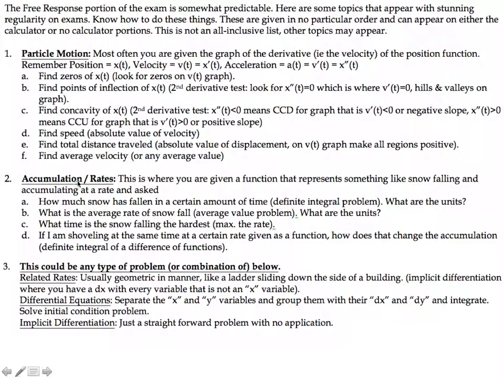Another question is going to be an accumulation question. So accumulation means integration. A lot of times it's a rate question, like falling snow, how much accumulates over time. So integrating a definite integral. Average rate of snowfall: taking the integral and dividing it by the time passed to get the average rate.